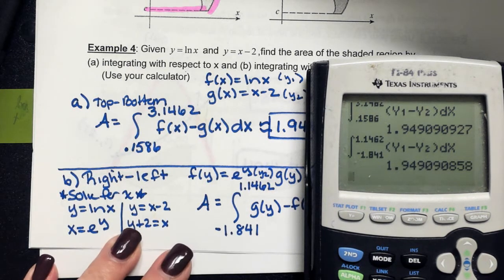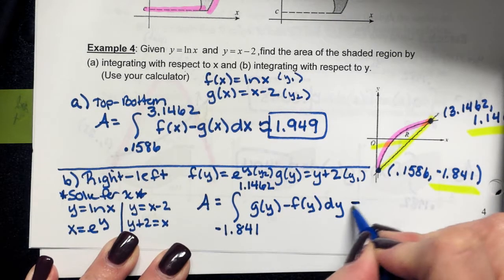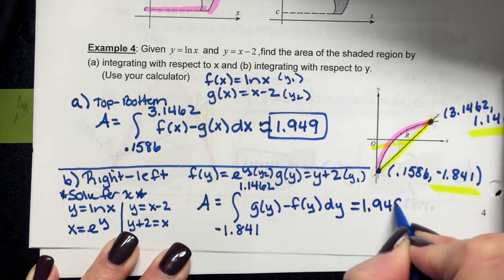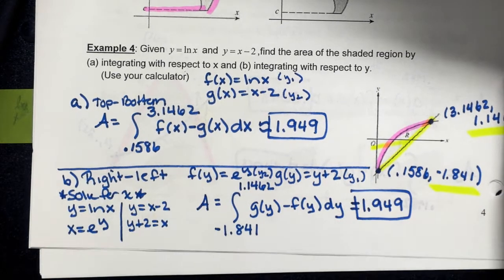And notice you get the same exact answer. All right, so we get the 1.949. Which again, you should get the same area because it's the same region. It's just turned. All right, it's reflected. All right, so any questions on integrating with respect to y?